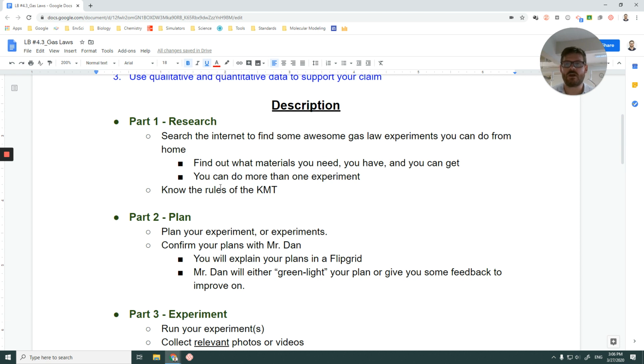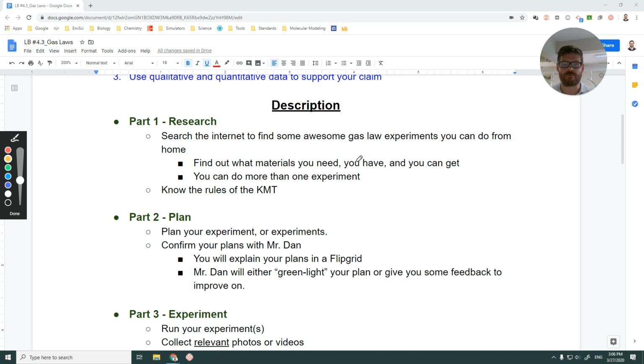There are 4 parts to this. The first part is about research, so nothing overcomplicated here. You don't have to give me citations or anything like that, but get out there on the internet and find some awesome gas experiments that you can do from home. You can YouTube this up if you want to, or just do some Google searches to try to find some gas law experiments that you can do from home. So how do you know if you can do it from home? Take a look at what materials are used in the experiments that they outline for you. What stuff do you have? What stuff can you get?